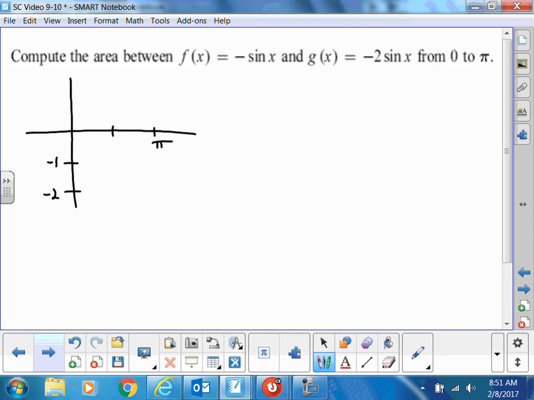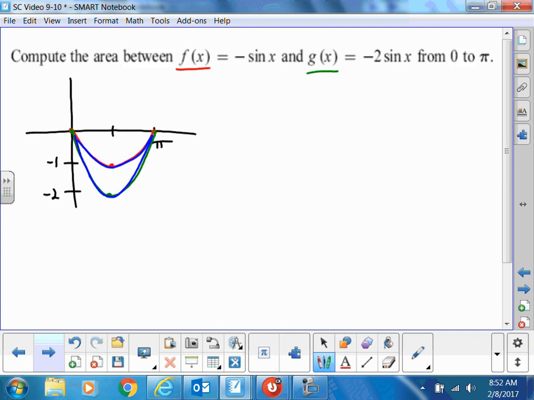So we'll sketch each of them. Maybe we'll sketch f of x in red. So negative sine x should start at the origin and head down first. So that's our graph of negative sine x. G of x, maybe we'll sketch in green. -2 sine x is the same thing, just it goes down to -2. And then we want the area between those curves.